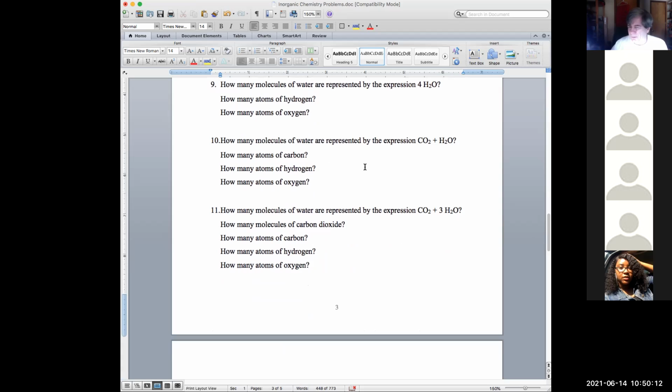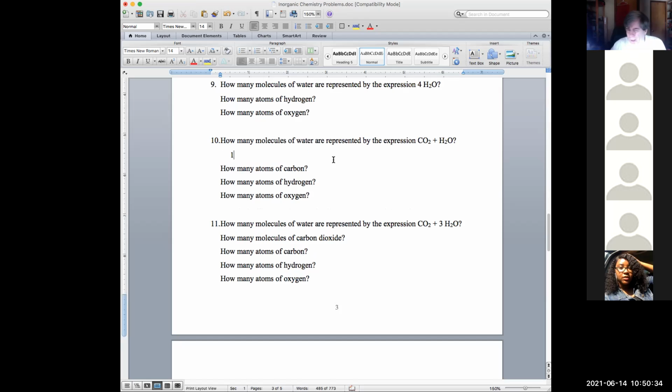Now let's look at one that's a little bit different. Let's go down to number 10. How many molecules of water are represented by the expression CO2 plus H2O? Well, there's no number in front of H2O, so remember what we said. No number is 1. How many atoms of carbon? Okay, there's 1 carbon dioxide, and it's only got 1 carbon.